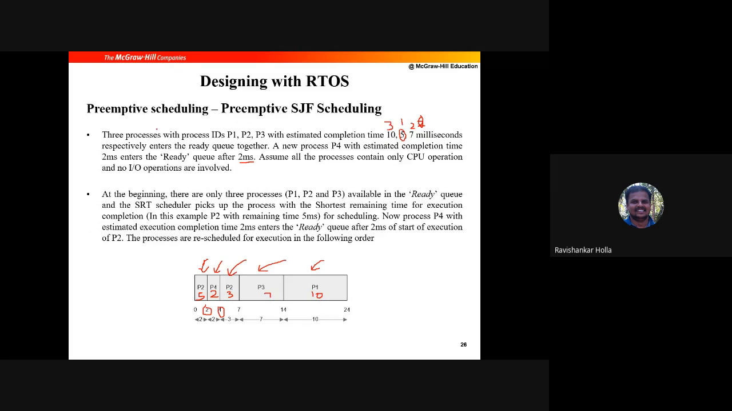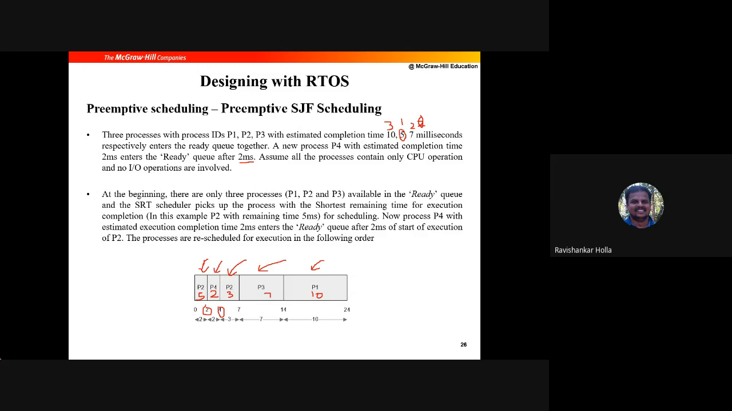In this problem, again, we are taking the same thing: P1, P2, P3 with time frames required of 10, 5, 7. P2 is scheduled first because it has the shortest time frame required at the start, 5 milliseconds. At the 2 millisecond mark, P4 comes into the ready queue, and it has only 2 milliseconds of time frame for execution. So it is the shortest one, which means it has the highest priority and has to be scheduled.